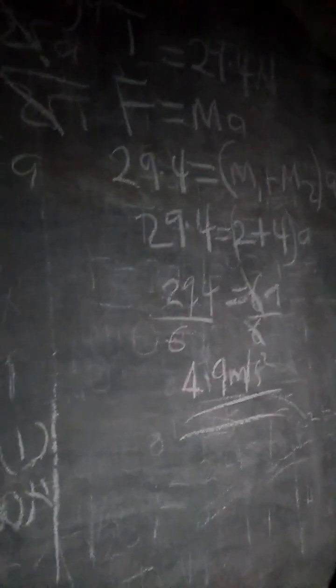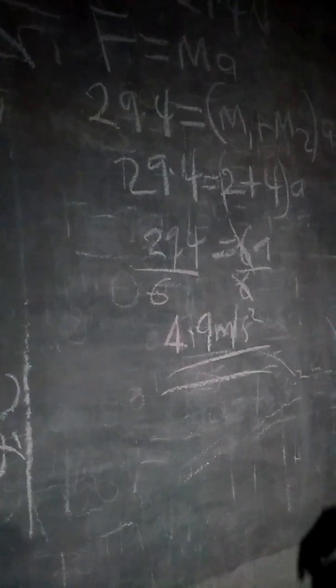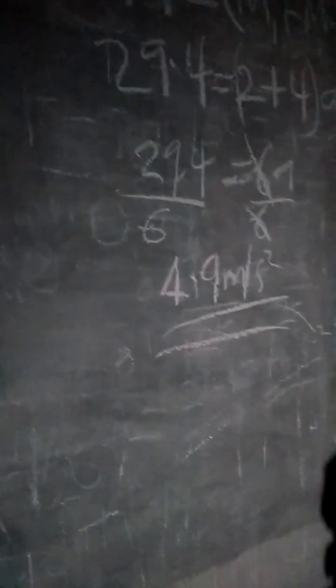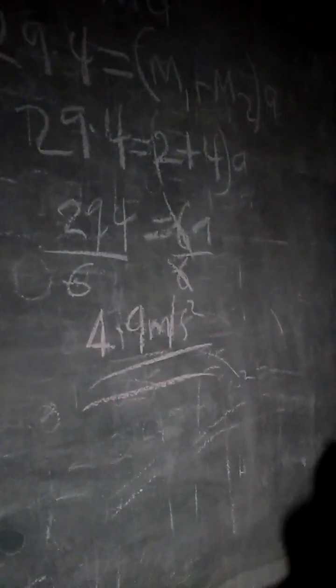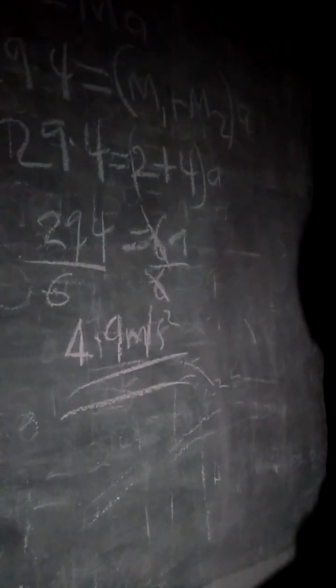Take notes. Methods of reducing friction. 1. Using lubricants such as graphite, oil, grease, air. 2. Use of ball and roller bearings. 3. Streamlining or body shape of moving objects. These are methods of reducing friction.